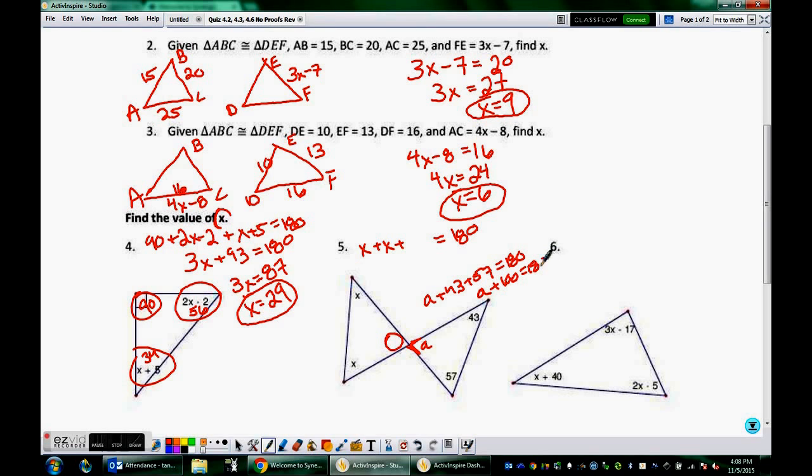Combining like terms, A plus 100 is 180, so A is going to be 80 degrees. So that means by vertical angles, I've got 80 degrees there. So now I've got x plus 80 equals 180. So 2x is going to be 100. Divide, and I get 50.